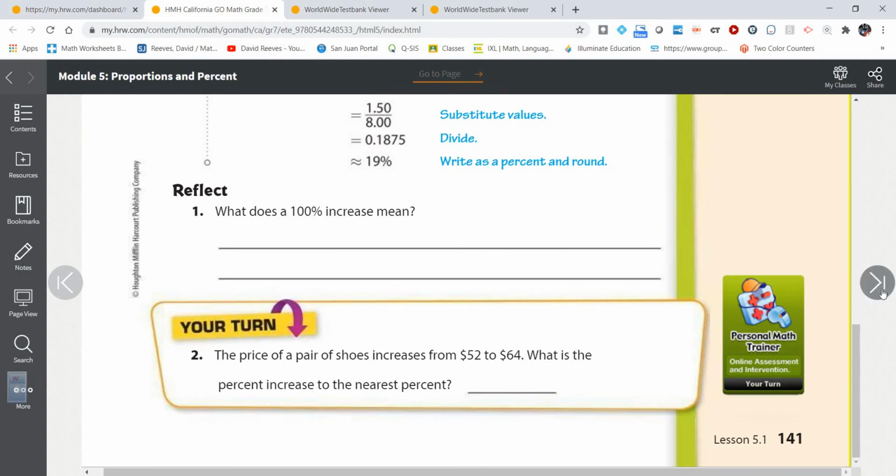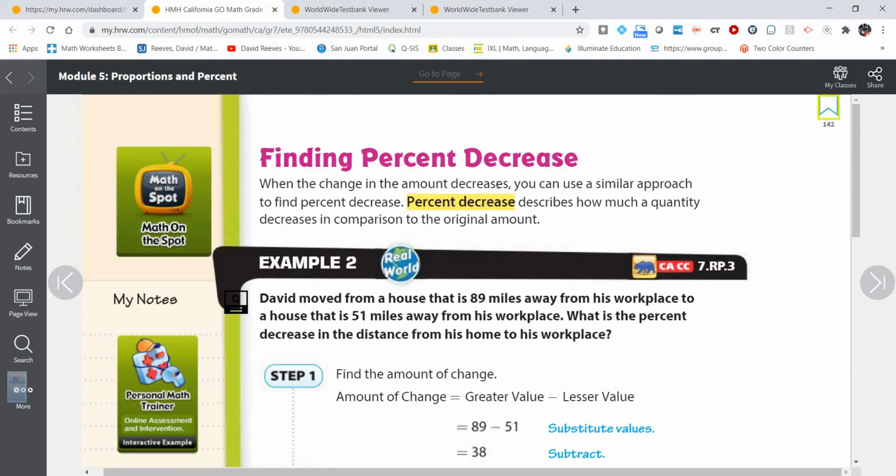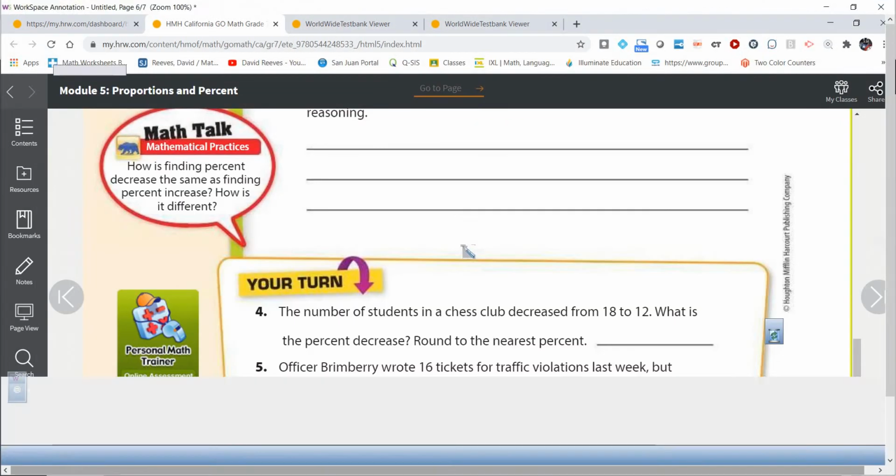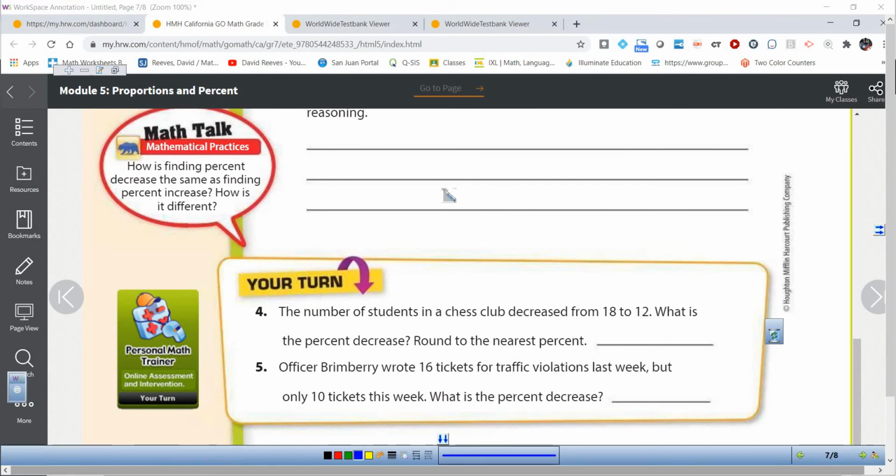All right, next question. Here we go. Now we're going to be looking at percent decrease. But the good news is the process is the same. It just means that the second number is going to be smaller than the first number. We're still going to be finding that fraction, the amount of change over the original amount.